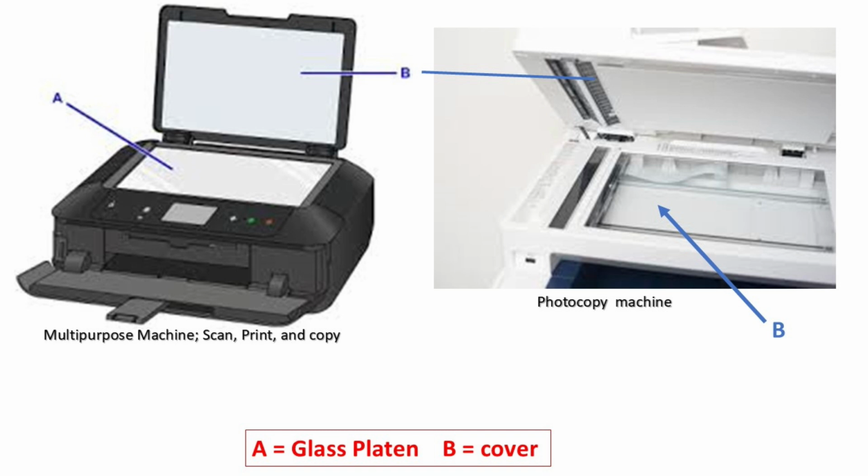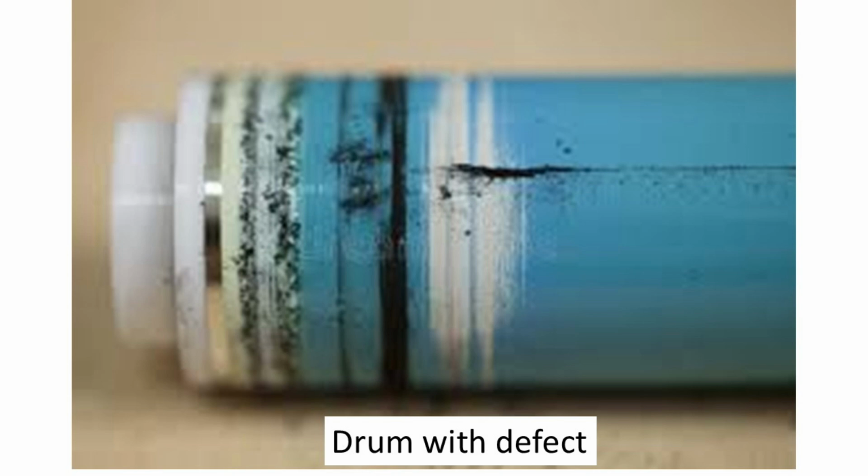Another one that you consider is drum defect marks. In those machines that use laser in their printing technology, all of them employ drums, and the drum can have defects. So the defect of the drum is what we call drum defect marks.